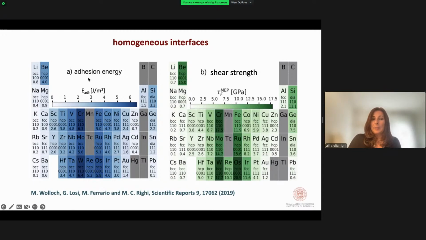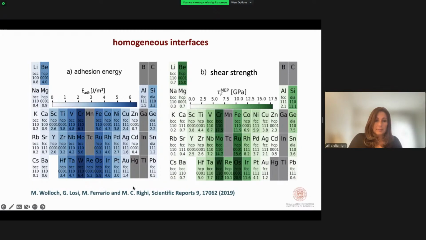So on the left, I report the adhesion energy, and on the right, the corresponding ideal shear strength. So you can see that the color code, where the darker color indicates higher adhesion, immediately reveals that transition metals where the d orbitals are not fully occupied have the highest adhesion, and this is also reflected in the shear strength. So immediately we realize that there should be a correlation between the quantities.